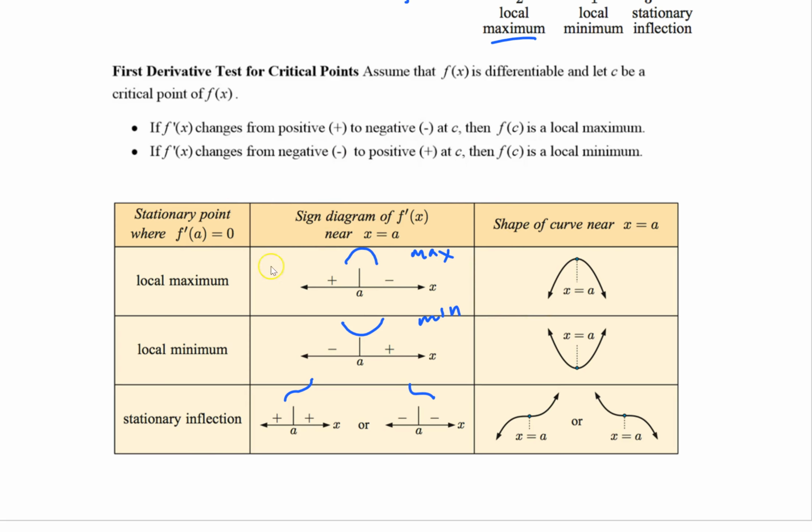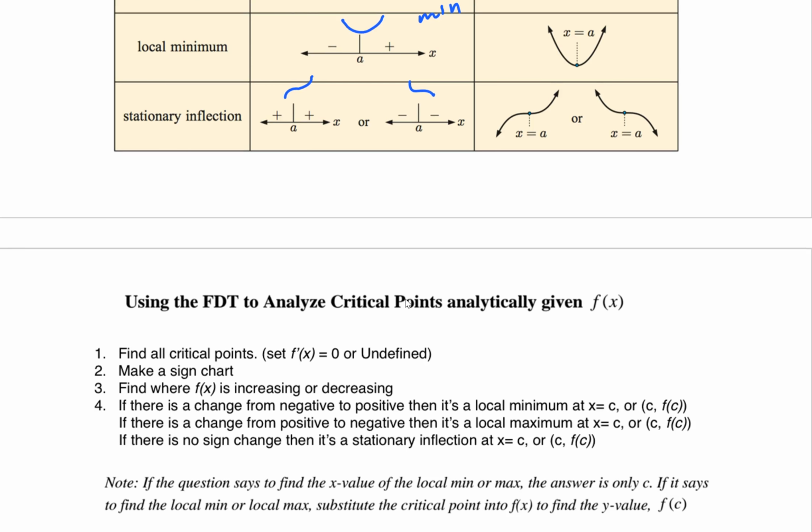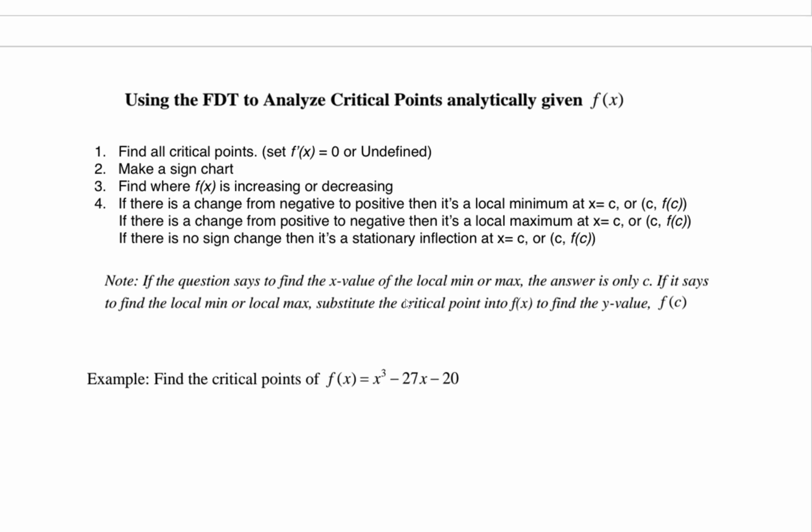So now let's talk about a process to actually find them and do some examples. The general idea is exactly the same as last time, finding increasing and decreasing functions. We're just going to add an extra step: now we're going to look at the critical points. If it changes from positive to negative, max, and so on. We're doing the exact same thing we did last time, but now we're adding an extra step.